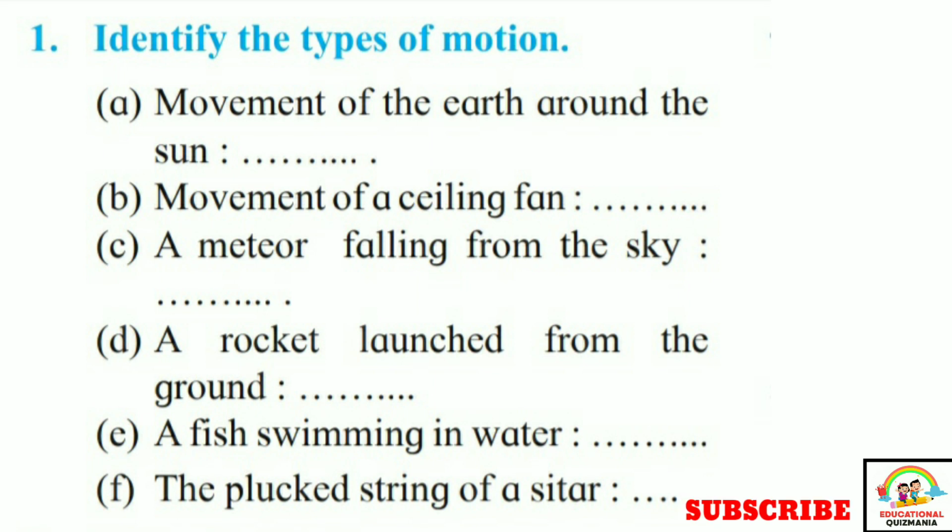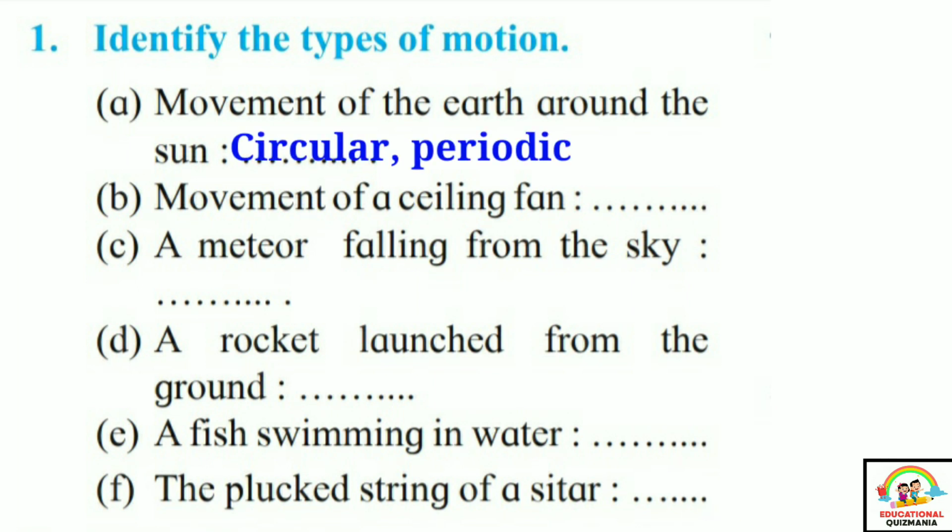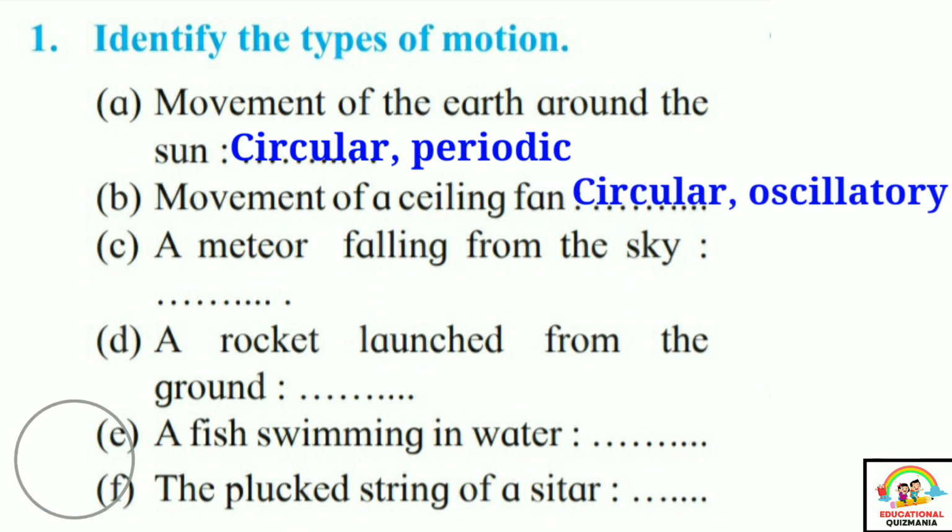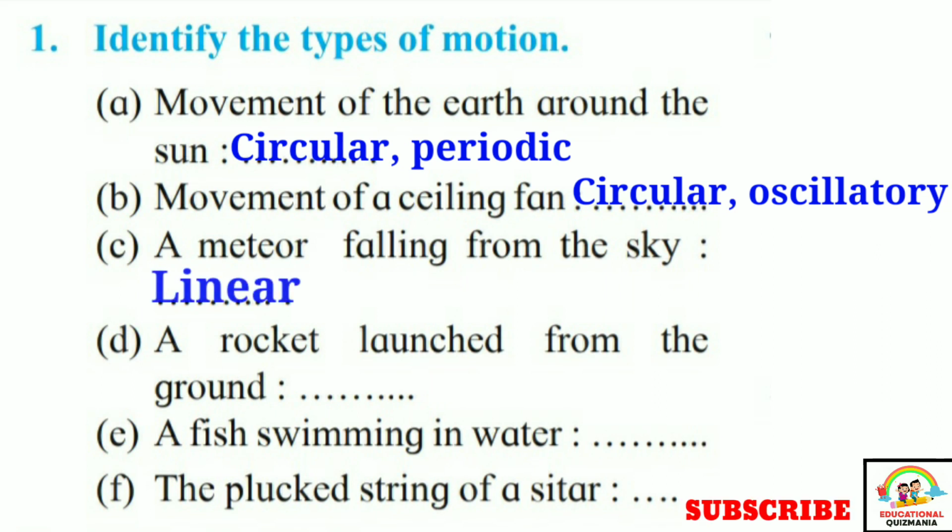A, movement of the earth around the sun. Answer is circular and periodic motion. B, movement of a ceiling fan. Answer is circular or oscillatory motion. C, a meteor falling from the sky. Answer is linear motion. D, a rocket launch from the ground. Answer is linear motion.